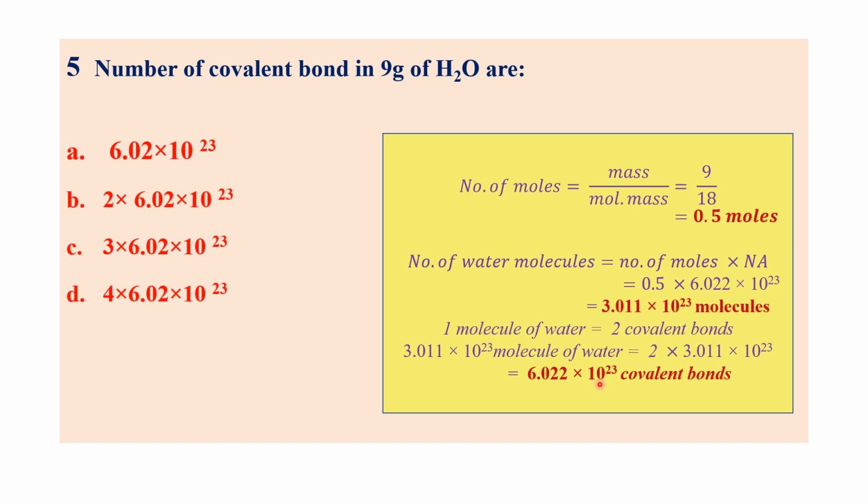So this is very simple. First we find the number of moles using the grams given in the question. From the number of moles we calculate the number of molecules, and from the number of molecules we calculate the number of covalent bonds. So the answer is equal to the Avogadro number, 6.022 into 10 to the power 23.